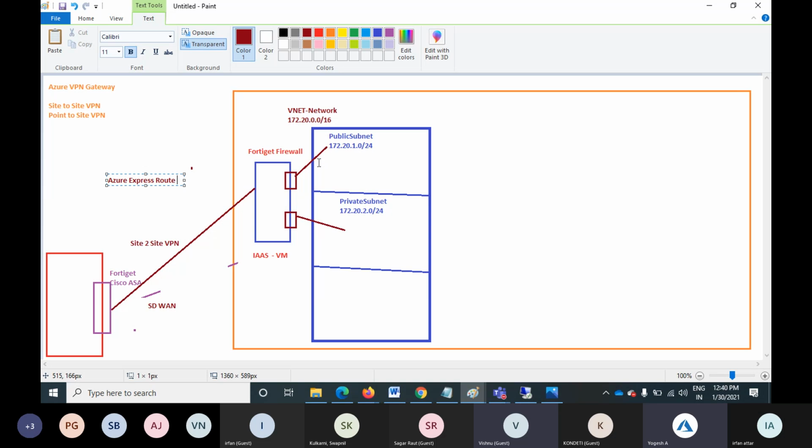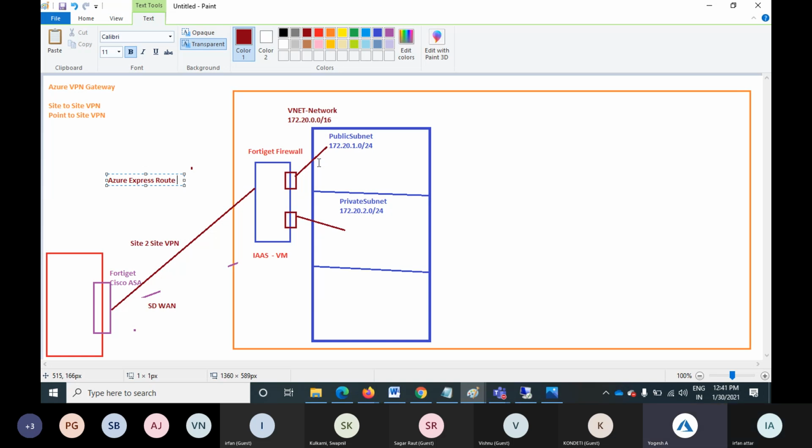Irfan, any question? I have one query. Yes. Site-to-site VPN and ExpressRoute. In site-to-site VPN, you say that you can use a third-party firewall like FortiGate, which will function as both things. Yes. If this is working, then why would a customer go for ExpressRoute? Ultimately it comes down to the cost, right?